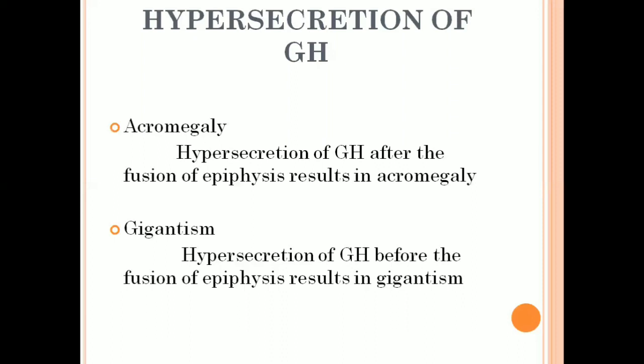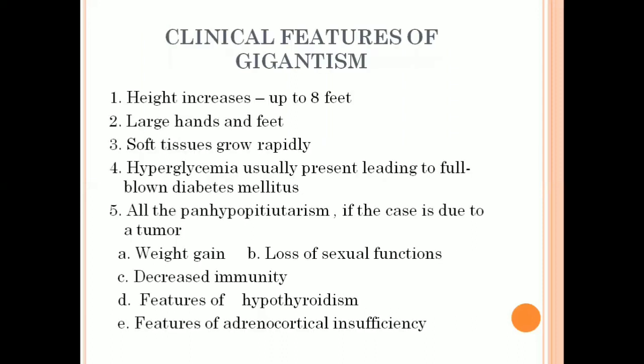First, we'll be seeing about the clinical features of gigantism. In gigantism, the height of the person increases up to 8 feet, and there are large hands and feet. There is also soft tissue enlargement, and as growth hormone increases blood glucose level, excess growth hormone will even lead to full-blown diabetes mellitus. And all the features of panhypopituitarism are seen if it is due to a tumor.